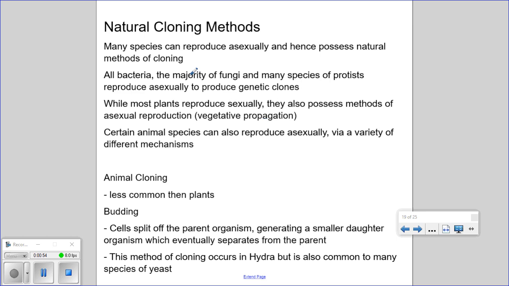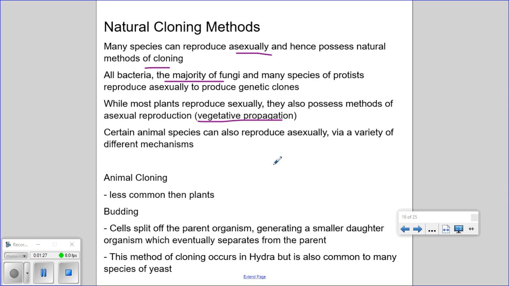So with those natural cloning methods, many species can reproduce asexually and hence possess natural methods of cloning. All bacteria, the majority of fungi, and many species of protists reproduce asexually to produce genetic clones. While most plants reproduce sexually, they also possess methods of asexual reproduction, which is called vegetative propagation. Certain animal species can also reproduce asexually through a variety of different mechanisms.